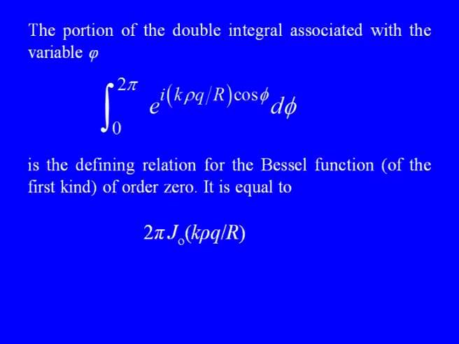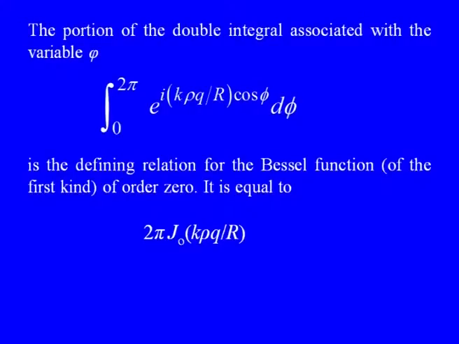Let us consider the integration over phi. 0 to 2 pi, one complete round, e raised to the power I k rho q divided by r, this factor times cos phi d phi. Now, this double integral which appears in the expression for E, this is the defining relation for the Bessel function. Bessel functions of the first kind and of 0 order.